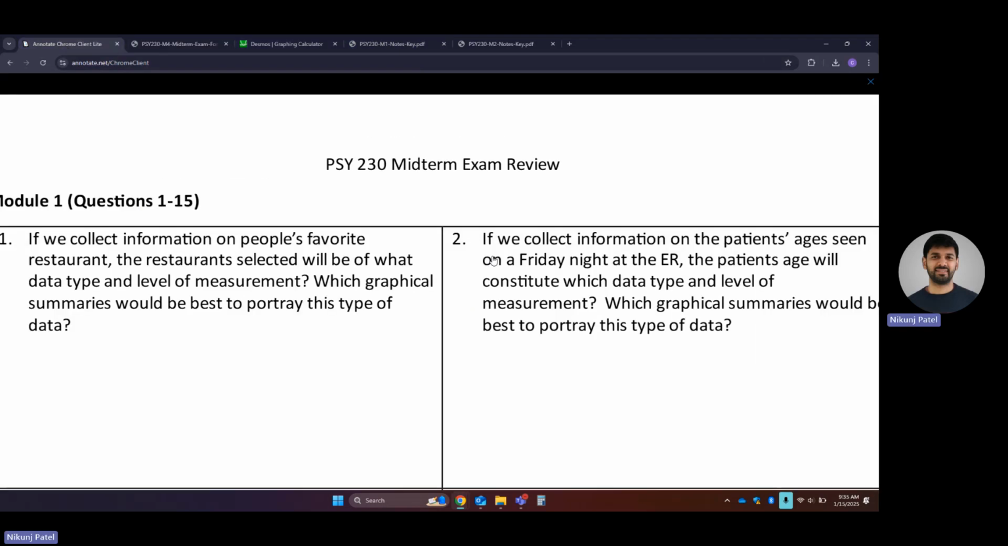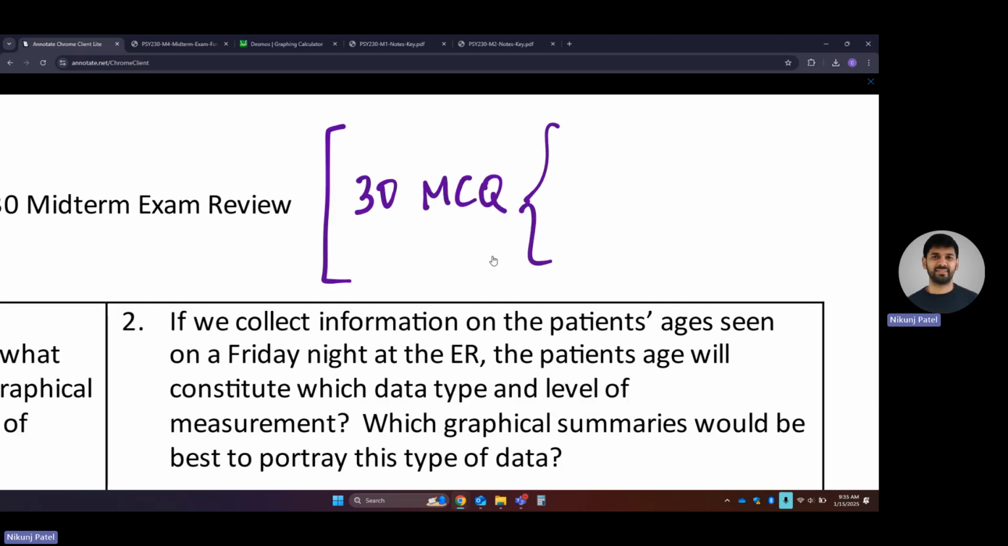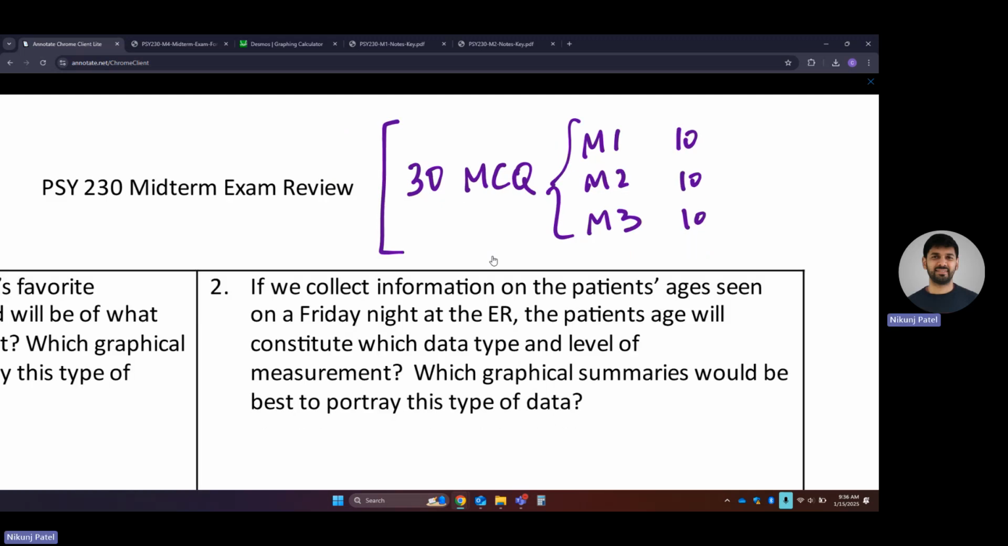So the overview of the exam, or the outline, is 30 multiple choice questions, and because we are covering 3 modules in those 30 multiple choice questions, there's going to be 10 questions roughly from each module covering the material. So that's what your midterm exam looks like in terms of its format.